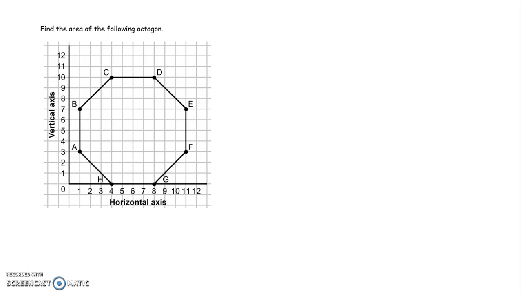Now let's take a look at an octagon. So we have to break this octagon down into rectangles and triangles. And on the first slide, I showed you how I would choose to break it down. First of all, I choose to break it down into this big old rectangle. I'll call that area 1. So we're going to find area 1.